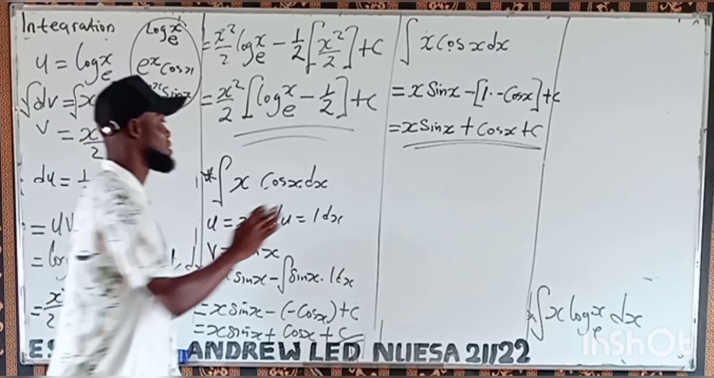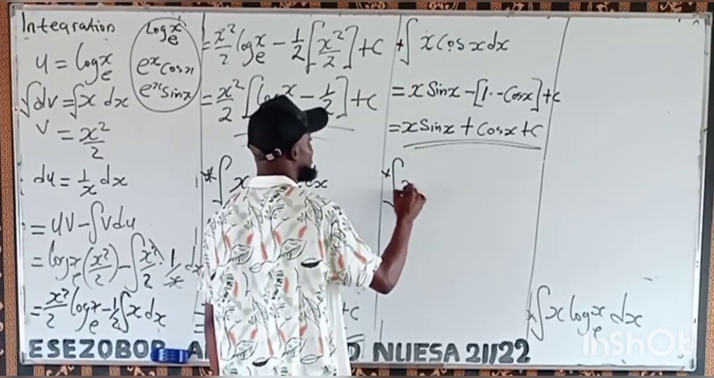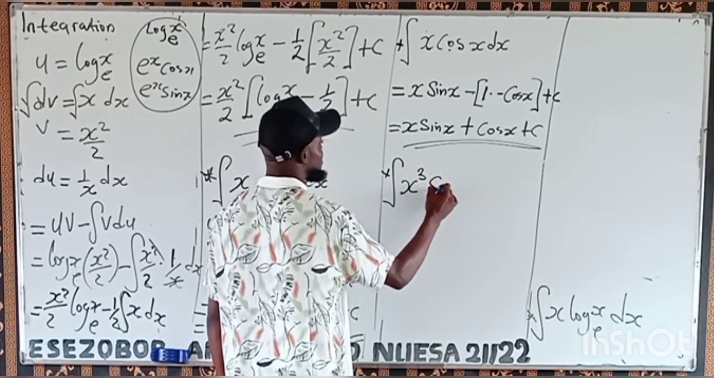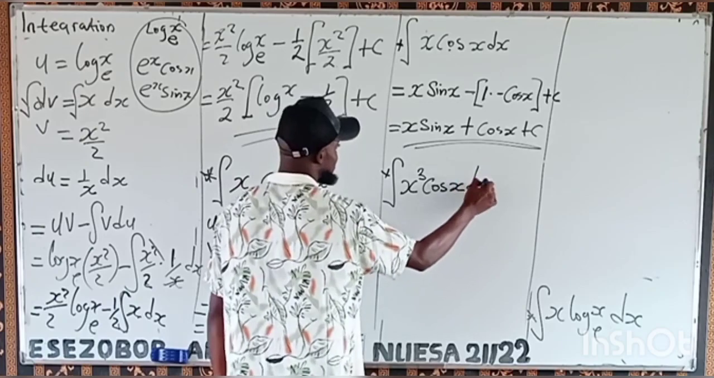It's as simple as that. Very, very simple as that. Look at it. Let's see what happens like this. Let's see another one: integral of x cubed cos x dx. What do you do?